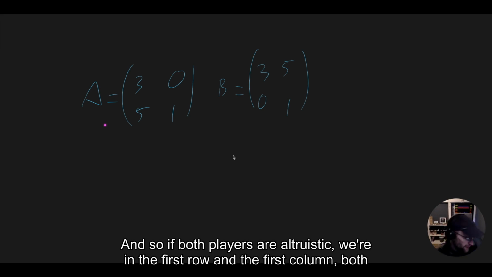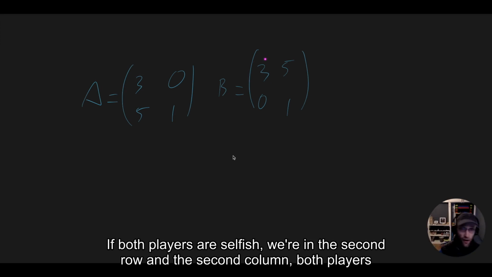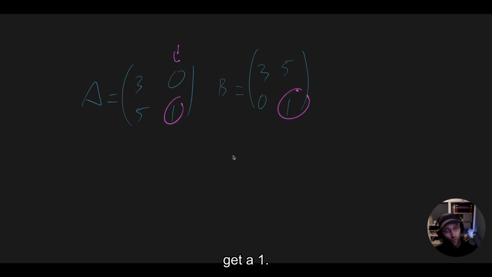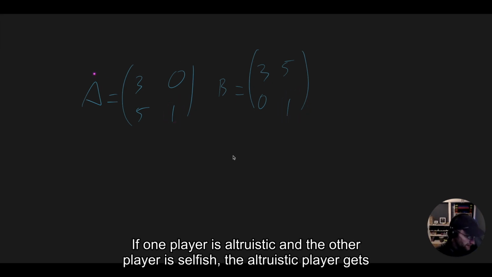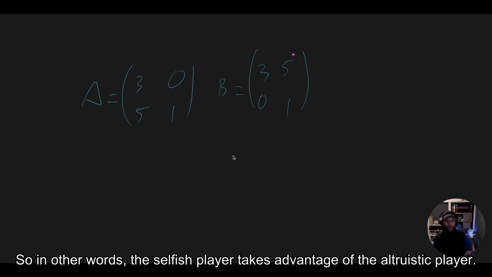And so if both players are altruistic, we're in the first row and the first column, both players get a 3. If both players are selfish, we're in the second row and the second column, both players get a 1. If one player is altruistic and the other player is selfish, the altruistic player gets a 0 and the selfish player gets a 5. So in other words, the selfish player takes advantage of the altruistic player.